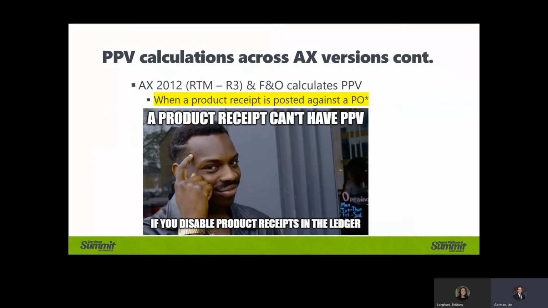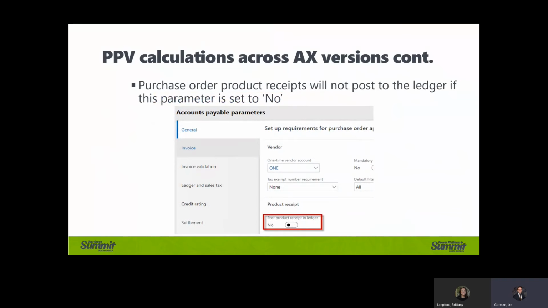So there was an asterisk on when a product receipt is posted on the last slide. And a product receipt can't have a purchase price variance entry if you disable the product receipts in the ledger. Within the accounts payable parameters, there's an option for you to remove any GL entries to the ledger upon product receipt. Most customers I work with have this enabled, so they want to see entries flowing back to the ledger itself upon a product receipt being posted against a PO. But just keep in mind, if in your environment this is disabled, you most likely will not see any PPV entries back to your ledger until the purchase order itself is invoiced.